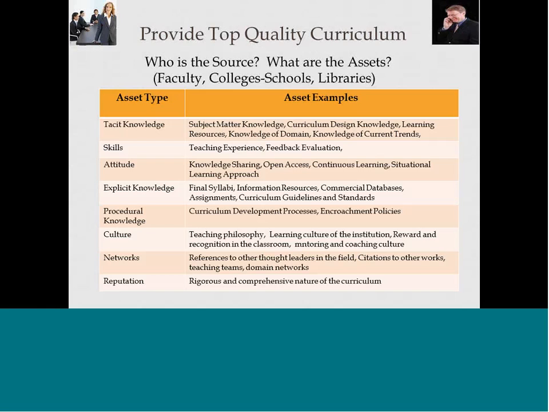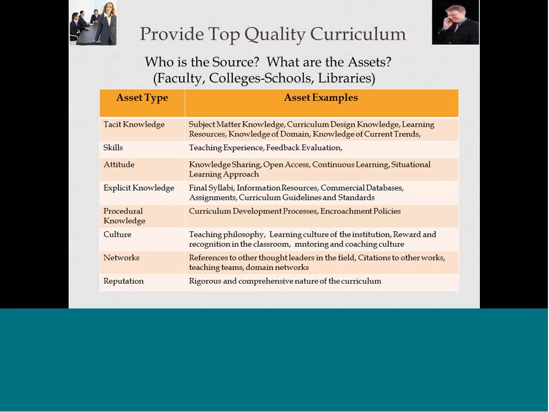Procedural knowledge for this subcapability would primarily be curriculum development processes, issues of encroachment policies at universities. Culture: teaching philosophy, learning culture of the institution, reward and recognition systems in the classroom, mentoring and coaching culture. In terms of networks, we need to have knowledge of other thought leaders in the field. We want to provide citations to the work of others.